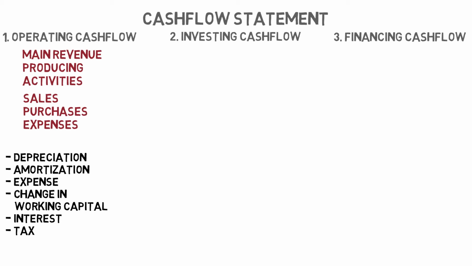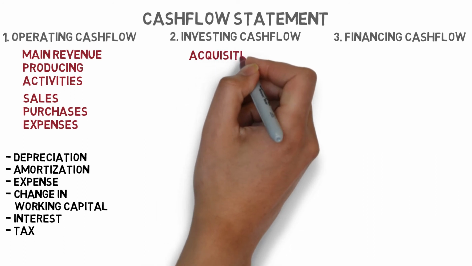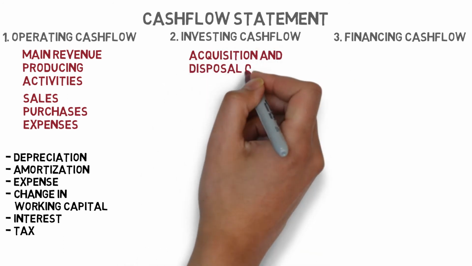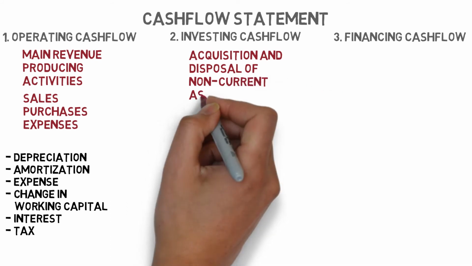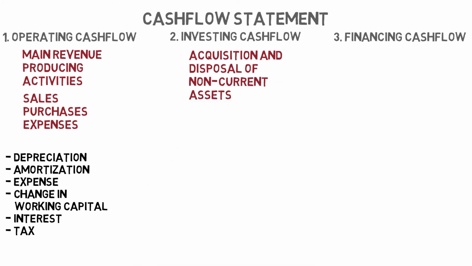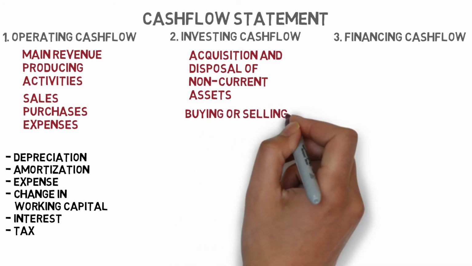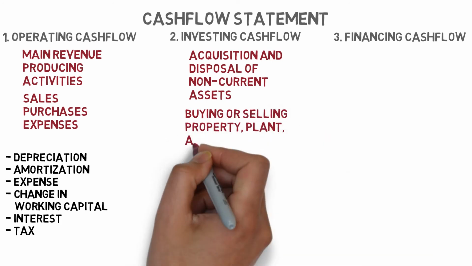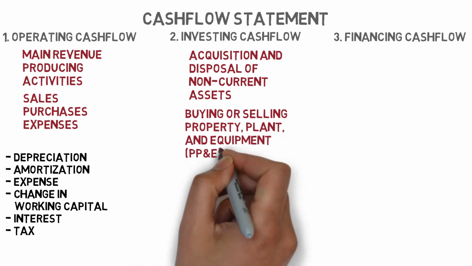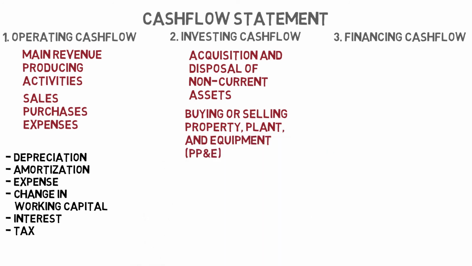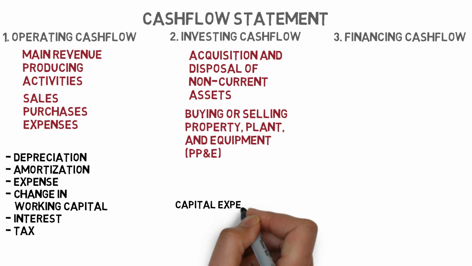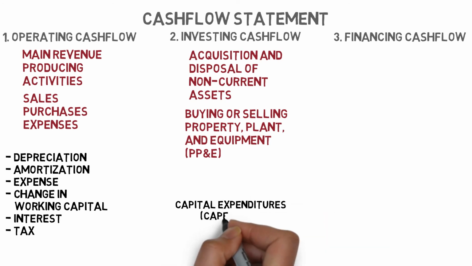Now we move on to the investing cash flows. Cash flow from investing activities includes the acquisition and disposal of non-current or fixed assets and other investments not included in cash equivalents. Investing cash flows typically include the cash flow associated with buying or selling property, plant and equipment, commonly known as non-current assets, and other financial assets that are used for more than a year. Cash spent on property, plant and equipment is also called capital expenditures.